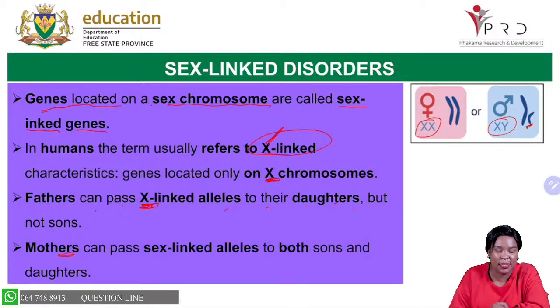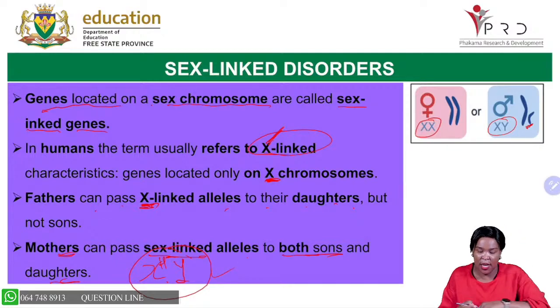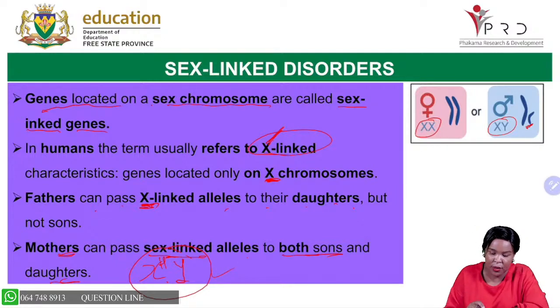Whereas mothers can pass this sex-linked allele to both sons and daughters. Because if a child is a boy, a mother can only give an X. And if she gives an X that is affected, and the father gives a Y, then you know that this boy child will have that particular disease. So this is an example of hemophilia, where the child can have hemophilia on the X chromosome.